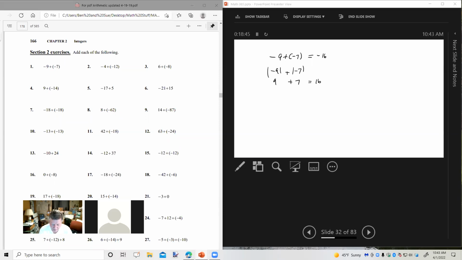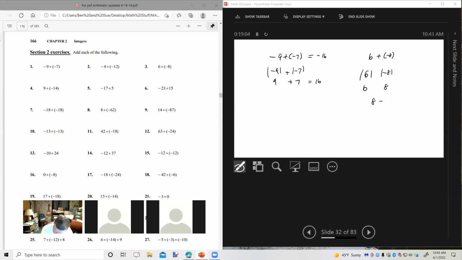Any questions about that? Okay. Let's take a look at problem number 3. 6 plus -8. We're adding 2 numbers with opposite signs. The absolute value of 6 is 6. The absolute value of -8 is 8. Subtract the smaller absolute value from the larger absolute value, and we get a 2. But which of the original numbers had the largest absolute value? The negative, so it's -2.